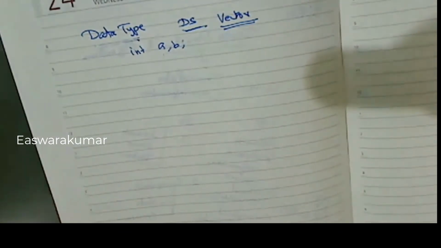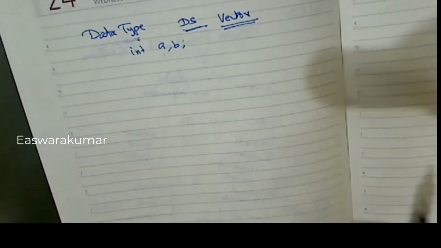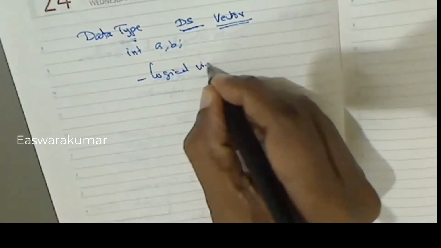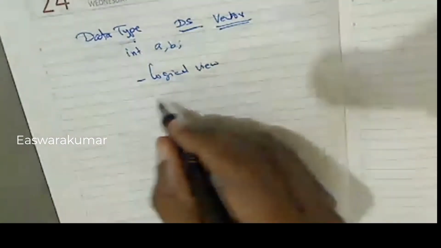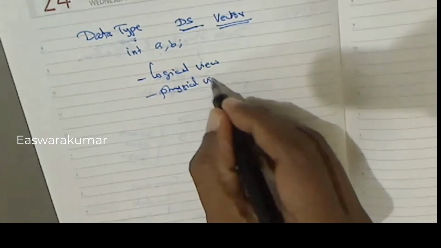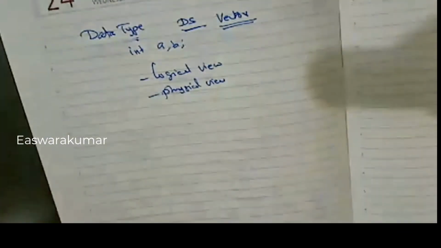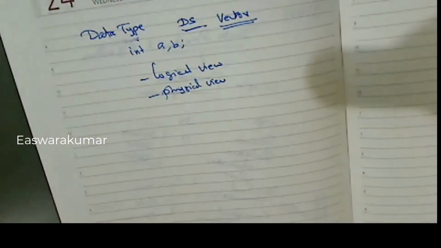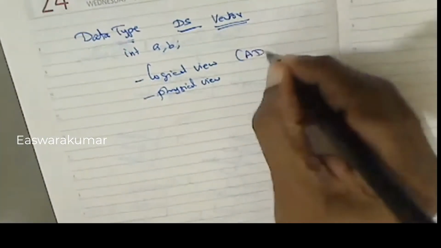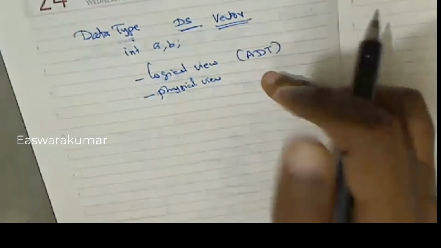Now, once you think about data type and data structure, we get two views. One is the logical view of the data structure, and the other one is called the physical view. So these are the two thoughts. The logical view is called abstract data type.